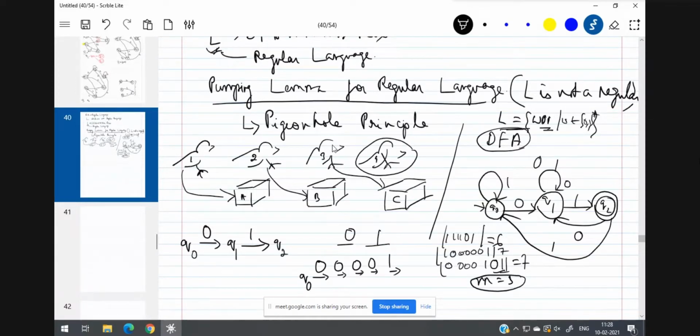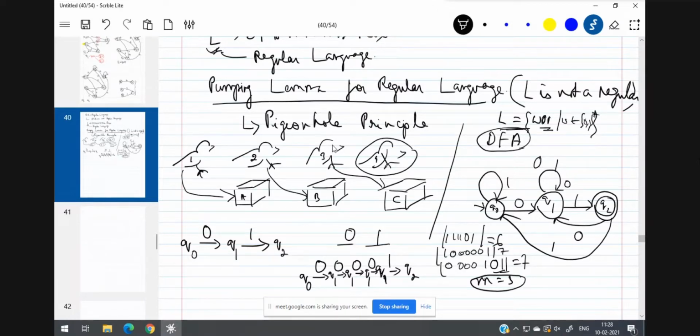Now let me check for 0, 0, 0, 1. It will start from Q0 and then 0, Q1. Then self loop, so Q1, Q1, Q1. After this, Q2. Now see here, I'm trying to relate how this pigeonhole principle is related with this DFA. That's the relation I'm explaining right now.